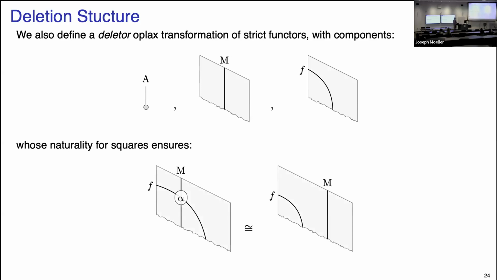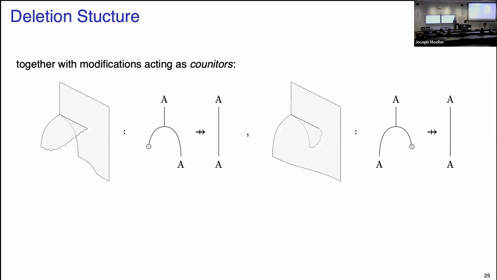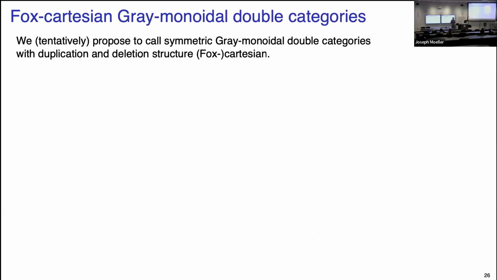The naturality for squares for that says that if we have a square and we delete its codomain, then that's the same thing as deleting the domain and forgetting about the square. We need modifications to act as co-unitors, and they have to be coherent. So what I am proposing here is that we tentatively define a symmetric Gray-Monoidal double category with this duplication and deletion structure as Fox-cartesian.